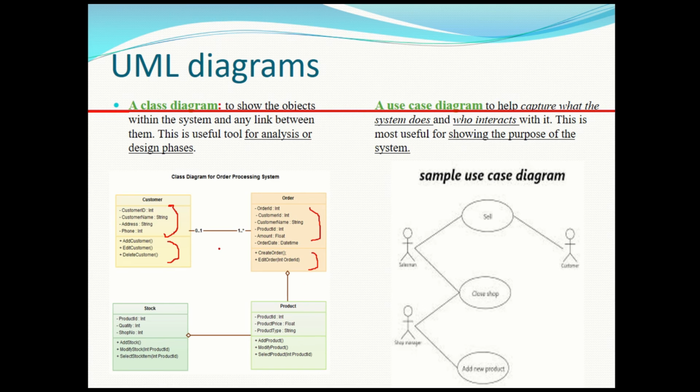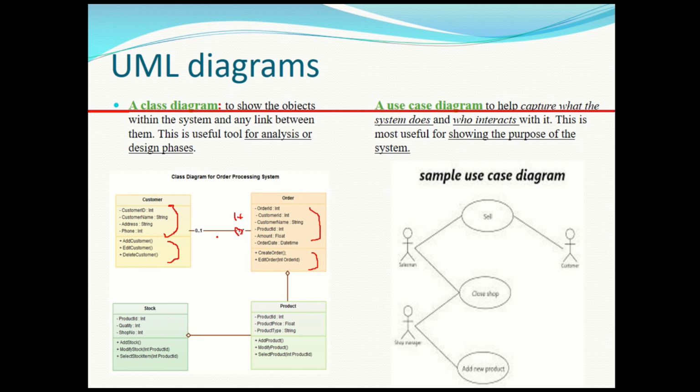Now you can look at the links between these classes. For example, here each customer has at least one order, one or more. That means one plus: one order at least, it cannot be zero orders. But an order can be ordered by no customer, which means there is no order.